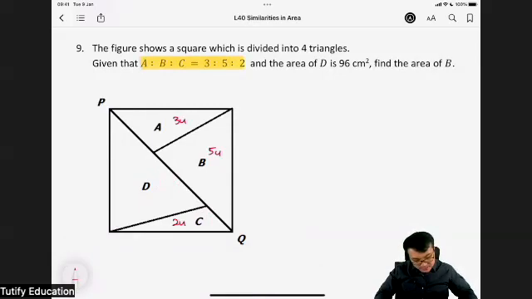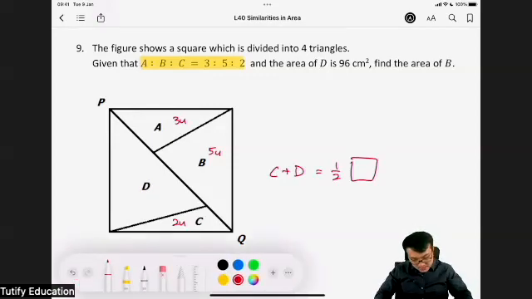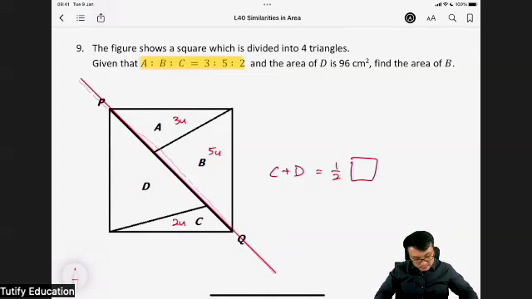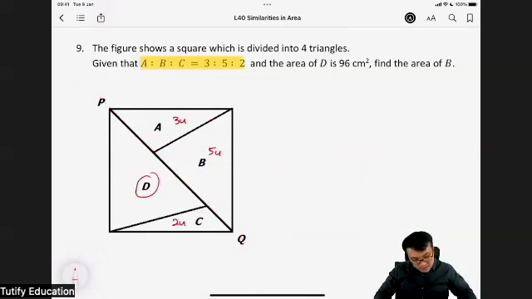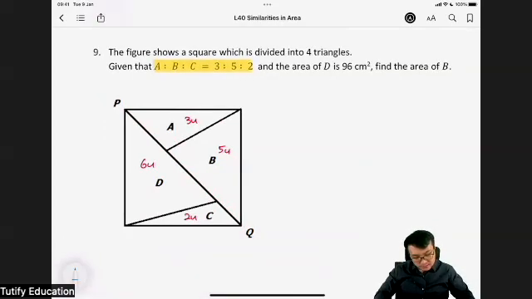Do you agree that C plus D is half of the square? Yeah. Can you see that there's a line here? This line actually cuts it into half, yes or no? Yeah. So if there's 8 units here, then how many units should there be altogether? 8, right? Yeah. So how many units is D? 6. 6, correct. How many units are there altogether in the square? 16.